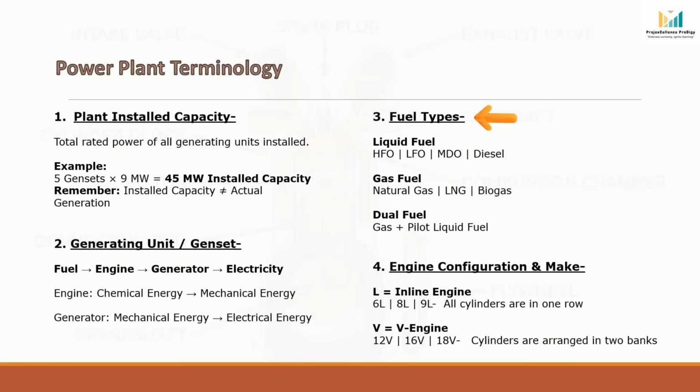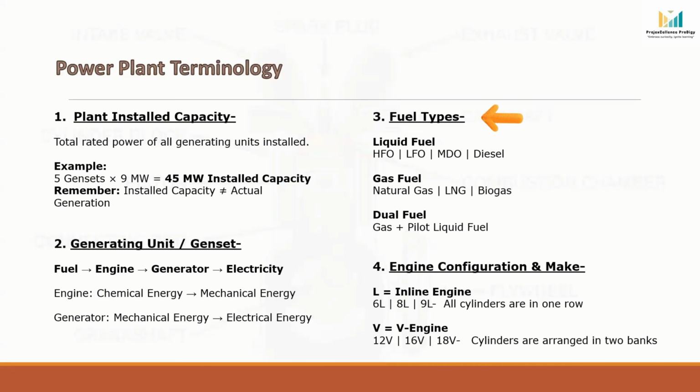Fuel used in engine power plants. Large engine power plants can use different types of fuel, and these can be liquid fuel, gas fuel, or dual fuel. Liquid fuels may include HFO, LFO, MDO, or diesel. In our example, the main fuel is HFO, heavy fuel oil. Depending on the plant design, diesel or light fuel may also be used for starting, stopping, or other operating conditions.